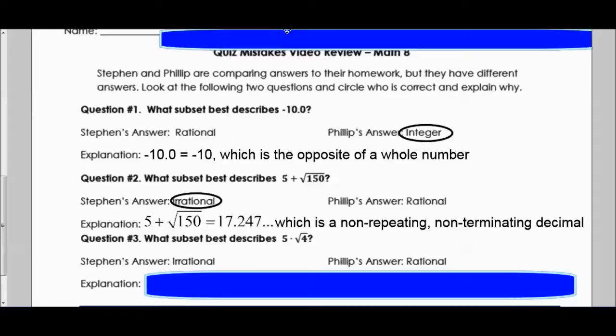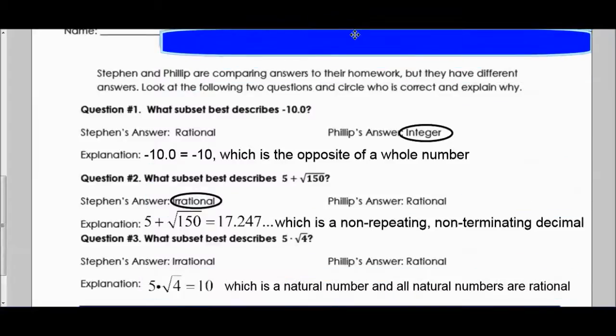On question 3, what subset best describes 5 times the square root of 4? So Stephen's saying that's irrational because we see that square root. We want to actually do the square root to see if we get that decimal, the same thing we got in question 2. We don't. Actually, here we're going to get the number 2. So 2 times 5 is really just 10.